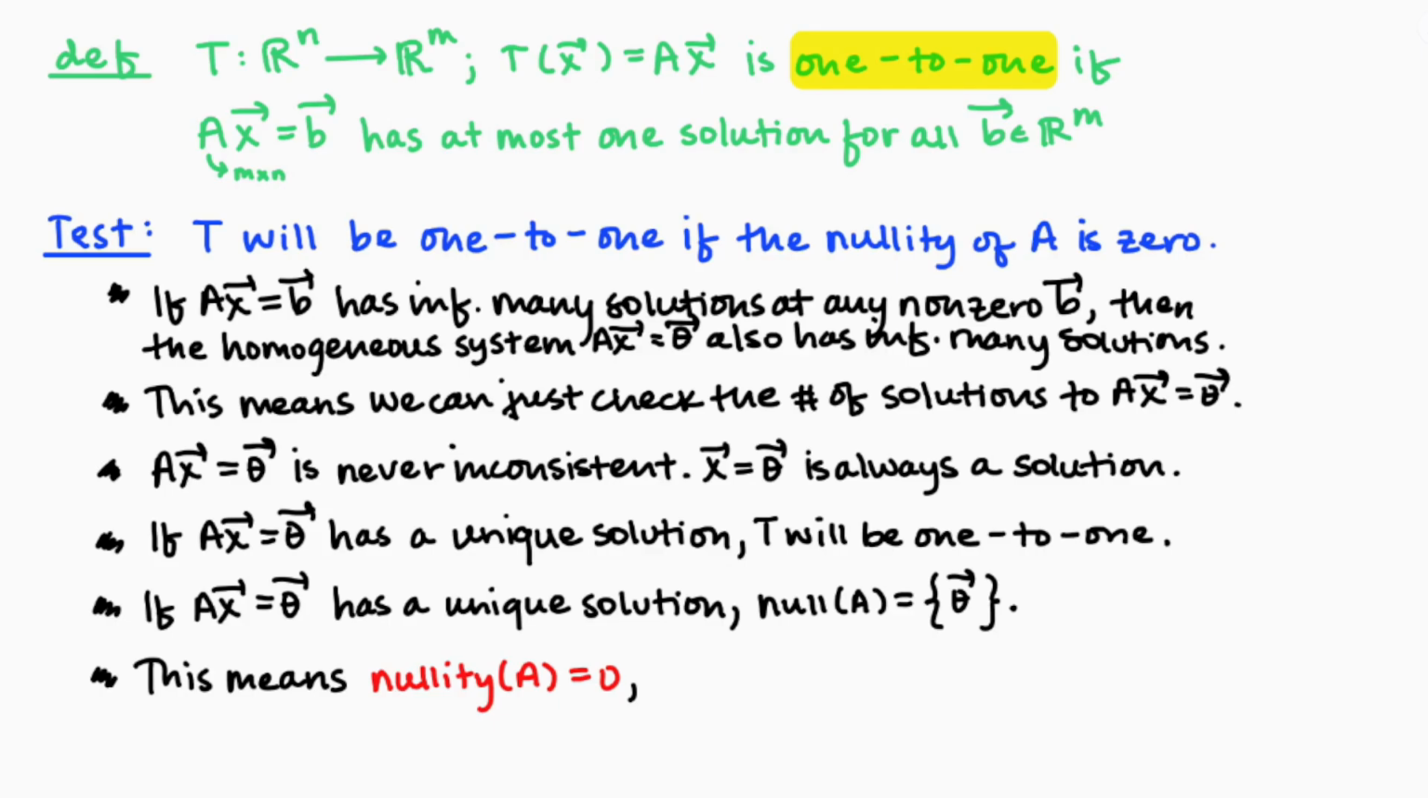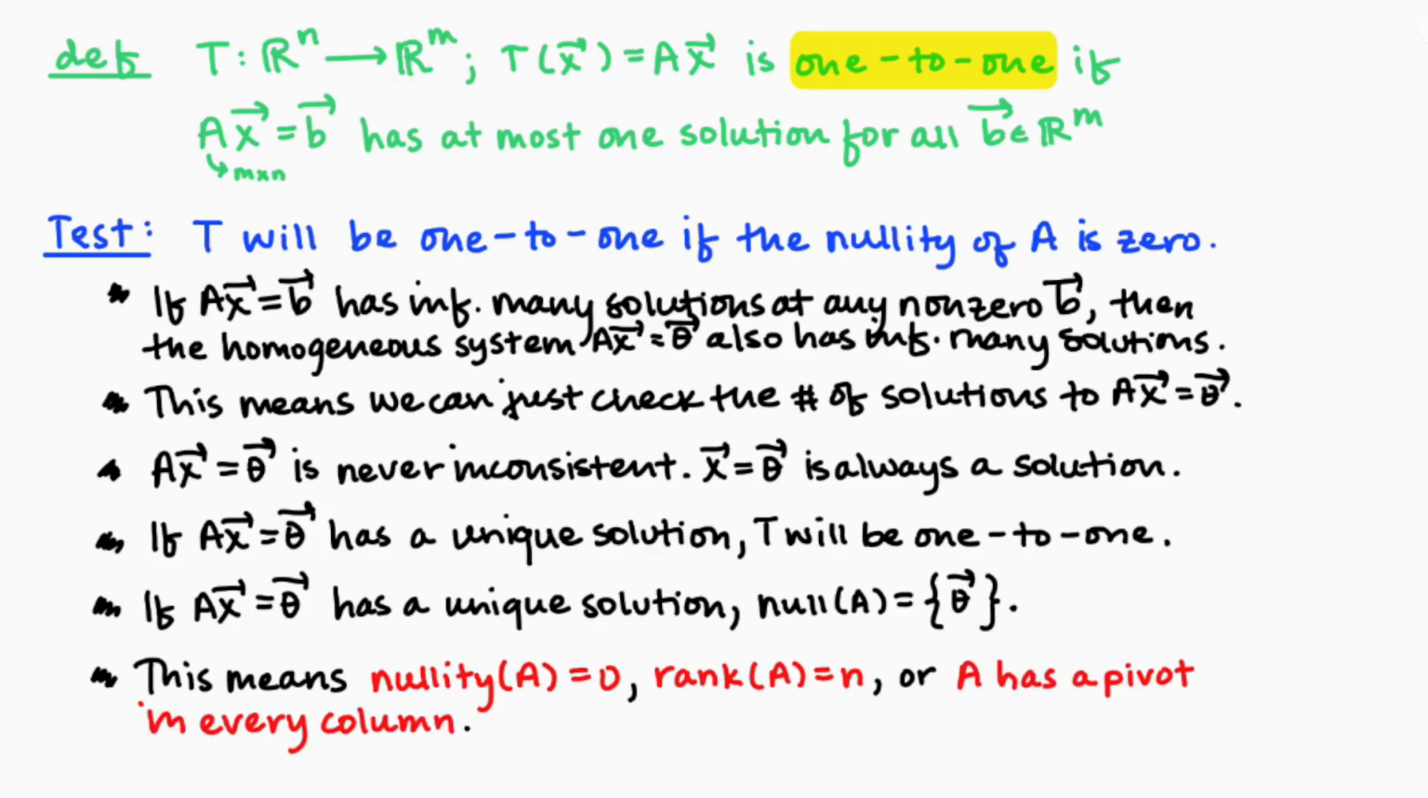A is an n by n matrix. It's got n columns. That does mean that the rank of A would be n. And if the rank of A is equal to n, I have n pivots and n columns. That's a pivot in every column. And so, when you're row reducing, that's kind of down the line. This is a symptom of the nullity of A being 0.